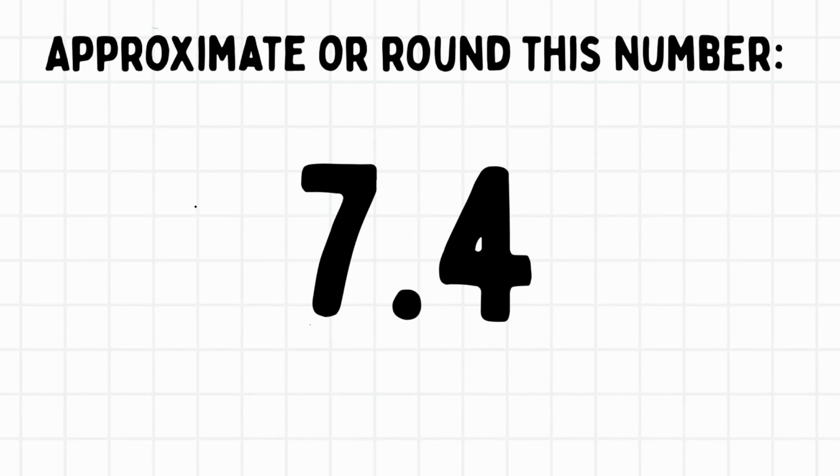Here we have the number 7.4. Let's look at the remainder, or what's after the decimal. The remainder in this case is 4. So is 4 less than 5? Yes, it is. So this number should be rounded down to 7.